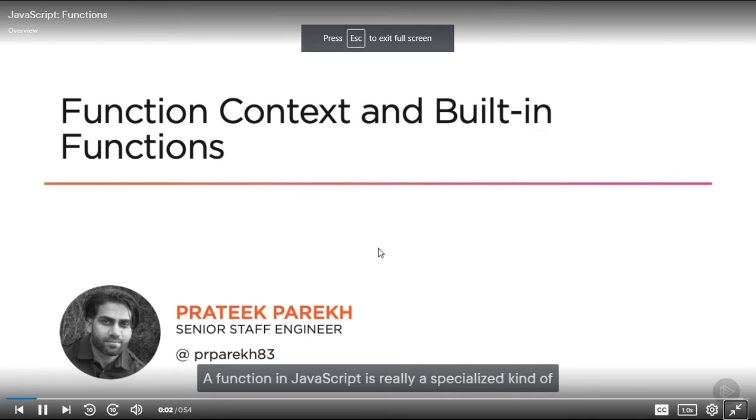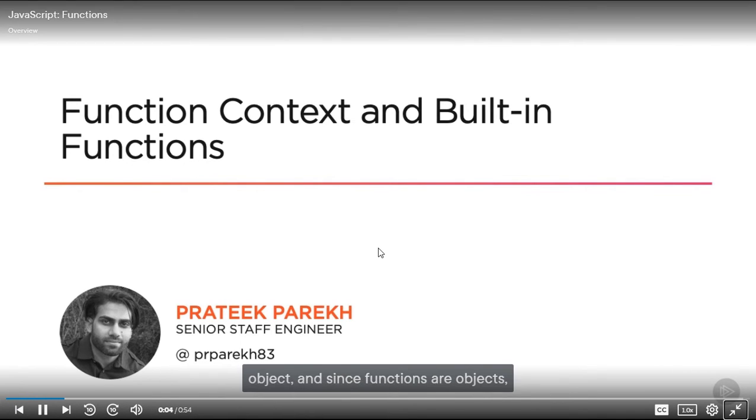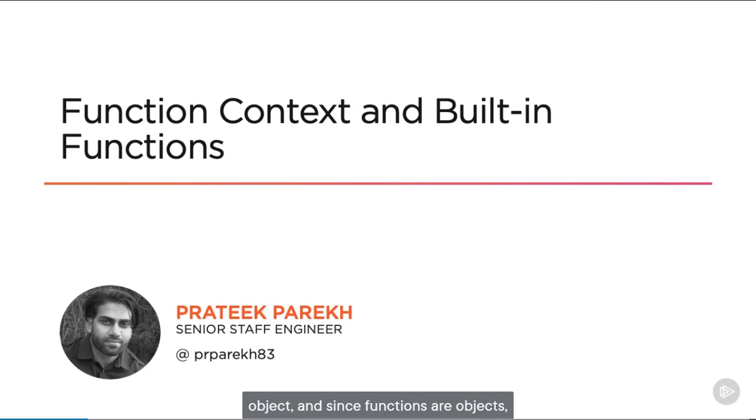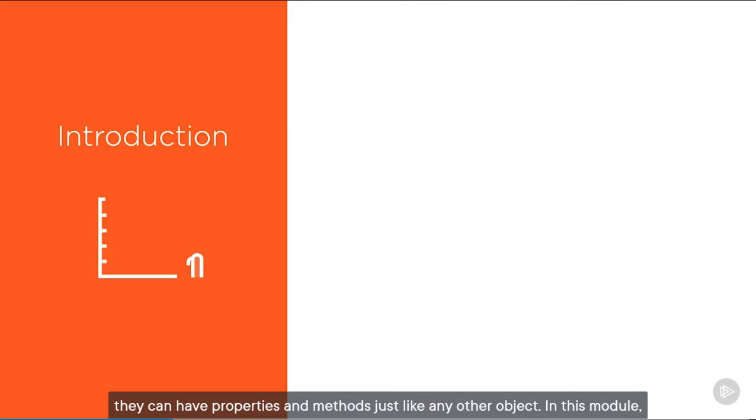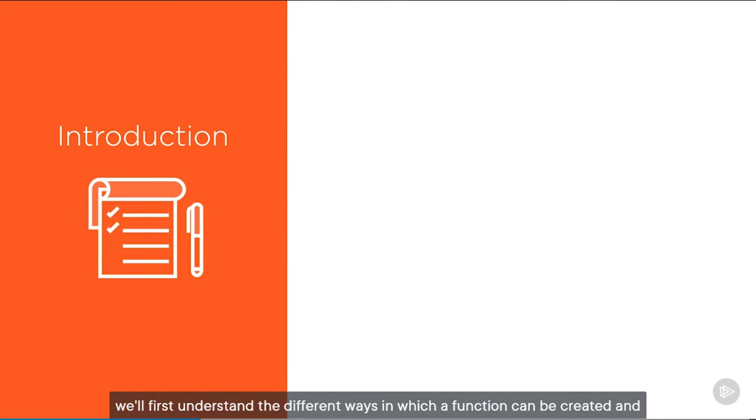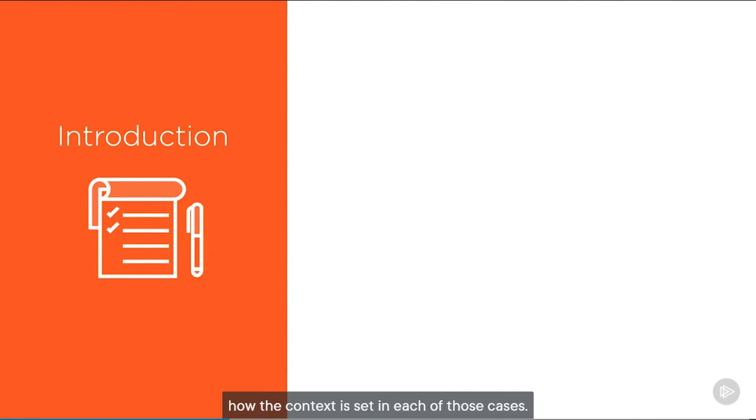A function in JavaScript is really a specialized kind of object. And since functions are objects, they can have properties and methods just like any other object. In this module, we'll first understand the different ways in which a function can be created and how the context is set in each of those cases.